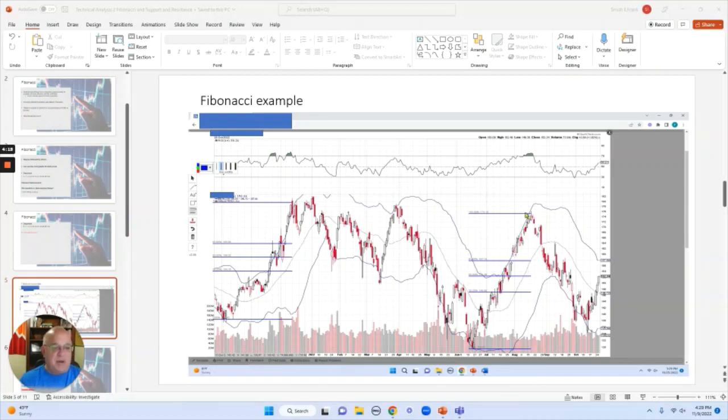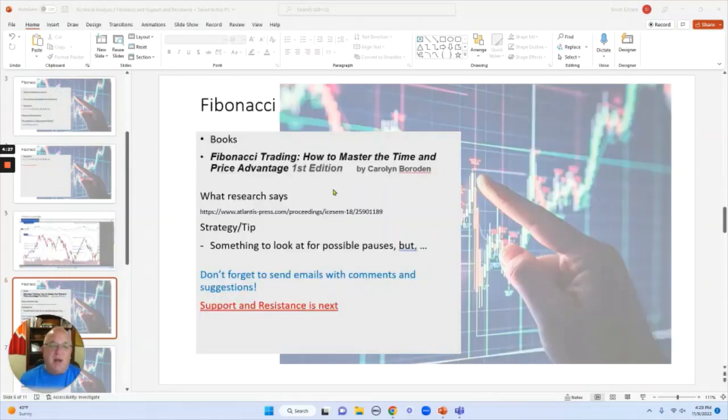And the general idea is, are we seeing a pause at least, or maybe a redirection when it gets to that point in time? So there's an interesting book on it, Fibonacci Trading: How to Master the Time and Price Advantage, out there by Carolyn Boroden, if you want to check that out. And we could actually look at research in the Atlantis Press out here.